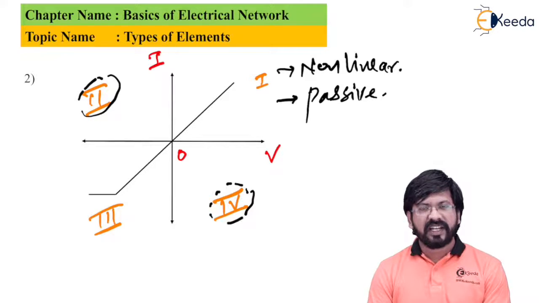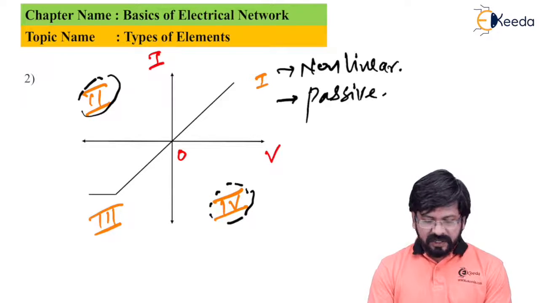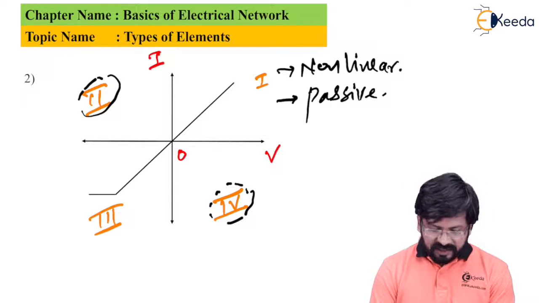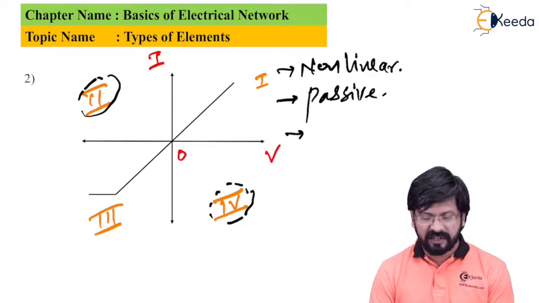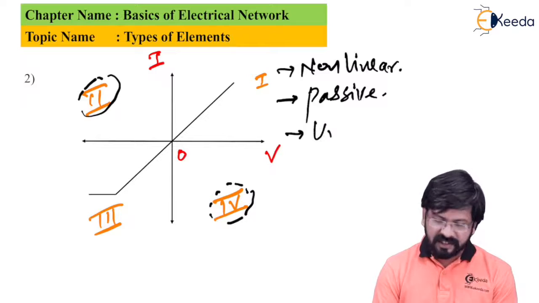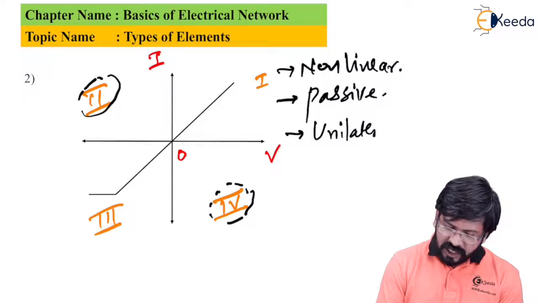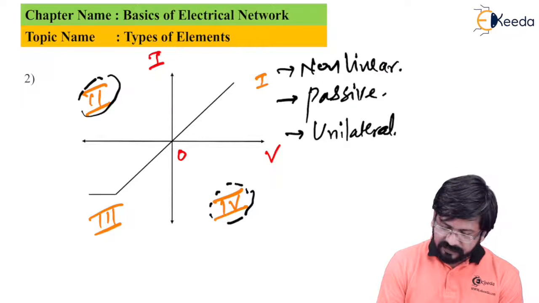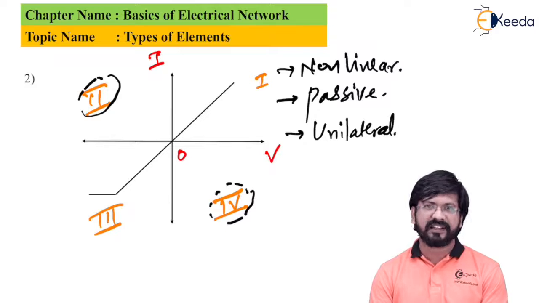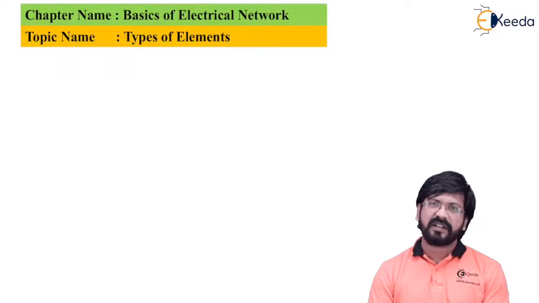Now in this characteristic, the diagonally opposite quadrants can be taken as the first quadrant and third quadrant, and you can clearly see that it is not a similar characteristic. There is a different characteristic in the third quadrant, and that's the reason why I can say that it is definitely not bilateral, so it is a unilateral category. So the given characteristic belongs to the non-linear, passive, and unilateral category. Let us go to the next problem.